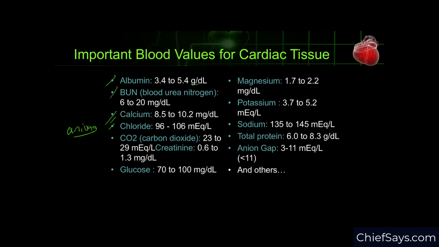Magnesium, as mentioned, is 1.7 to 2.2 milligrams per deciliter. Potassium, mediated by magnesium, is our major intracellular cation, 3.7 to 5.2 milliequivalents per liter. Sodium, we've mentioned. Total protein is a count of the overall protein, including albumin, concentrated in our blood, and that includes things like immunoglobulins, platelets, and other protein structures. Anion gap is a measurement that helps us determine blood chemistry and the difference in patients' pH. There are also other measurements that can be useful in cardiac tissue and cardiac lab values for the hospital.